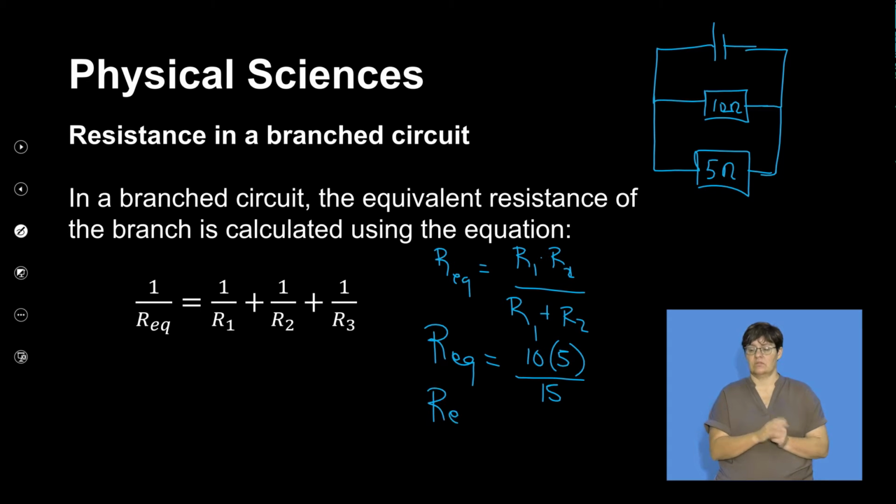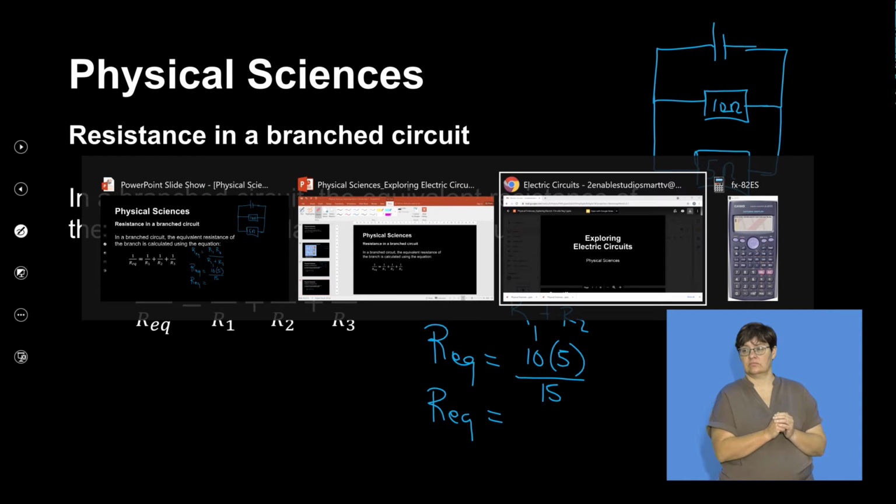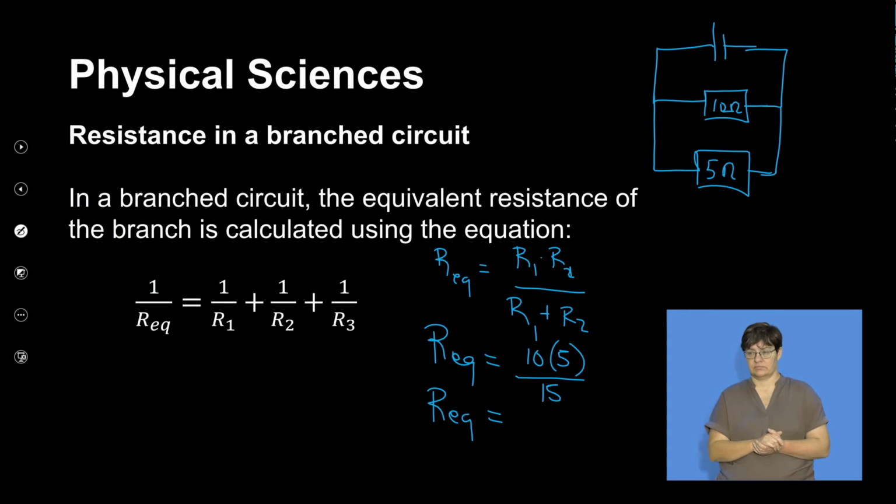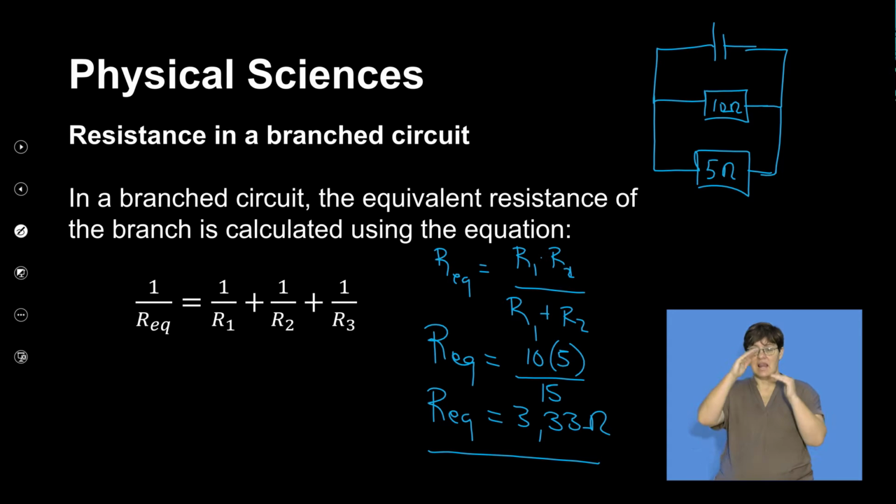So there's something very important that we need to take note of. 10 times 5 gives us 50, divided by 15. So our equivalent resistance is 3.33 ohms. The equivalent resistance is actually less than the smallest resistor in this case. If this is our R1, and our R2 is the smallest resistor, which is 5 ohms, the equivalent resistance should be smaller than the smallest resistance.